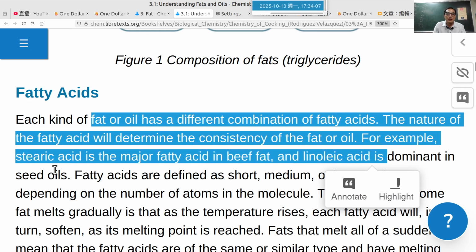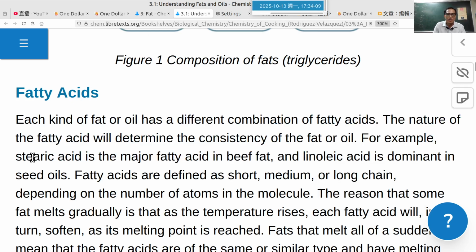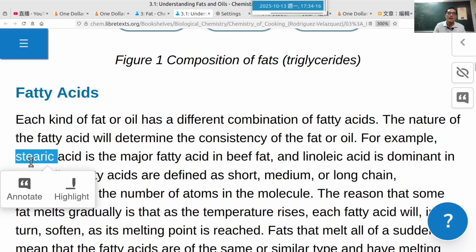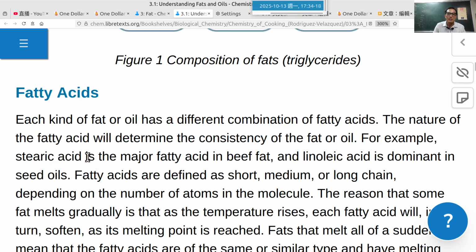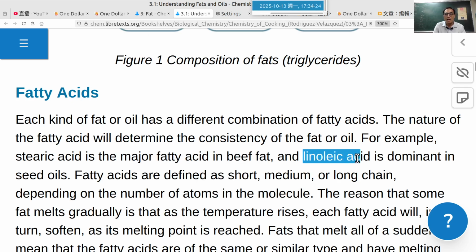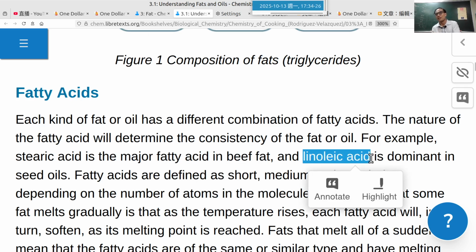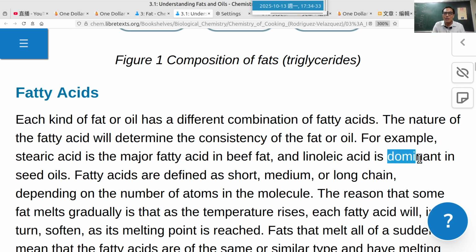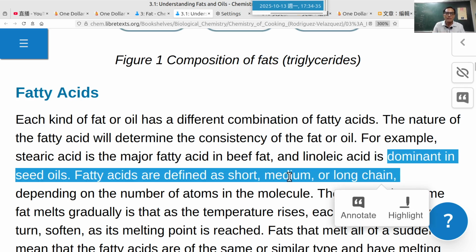For example, stearic. When I was a college student, I read it as stearic, but actually it can be read as stearic. Stearic acid is the major fatty acid in beef fat, and the linoleic. My English has a Taiwanese accent, but I try to read it as clearly as I can. Linoleic acid is dominant in seed oil.